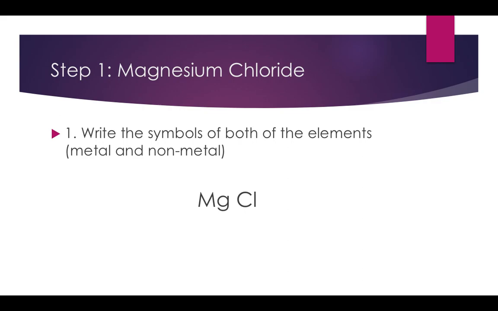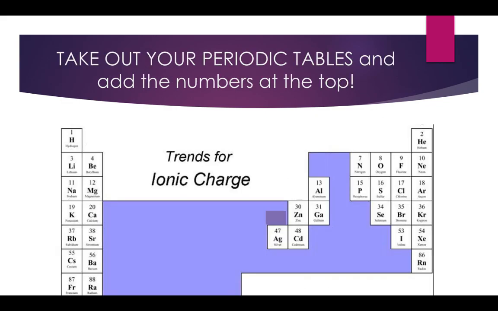Now, for step 2, please take out your periodic table and have it right in front of you, because we are going to make some changes to your periodic table. Maybe not changes, but certainly additions. The way this works is we have to figure out the ionic charge on each one of these elements on the periodic table.